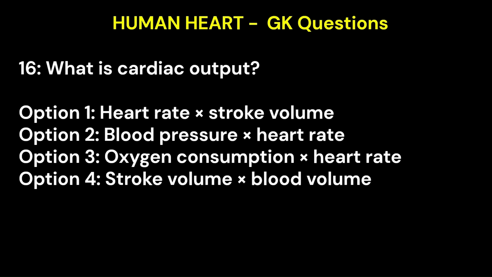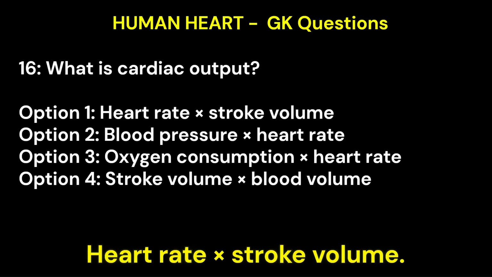Question number 16. What is cardiac output? The options are: Option 1, heart rate multiplied by stroke volume. Option 2, blood pressure multiplied by heart rate. Option 3, oxygen consumption multiplied by heart rate. Option 4, stroke volume multiplied by blood volume. The correct answer is heart rate multiplied by stroke volume.